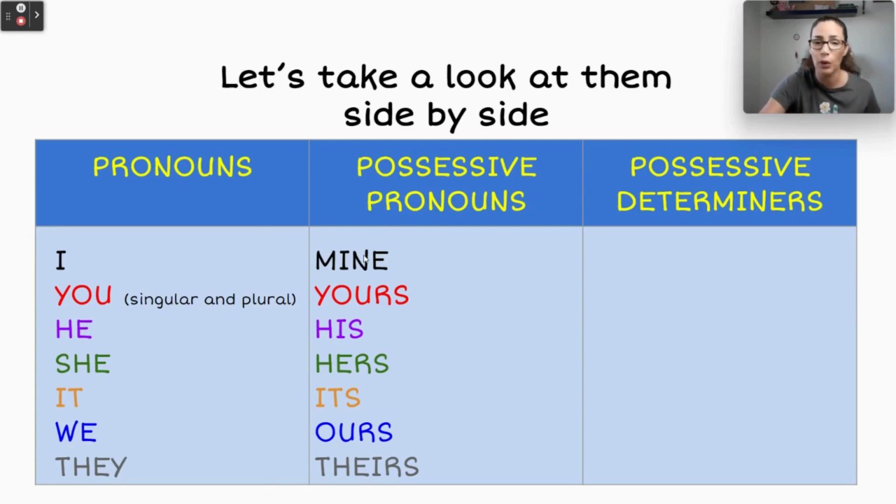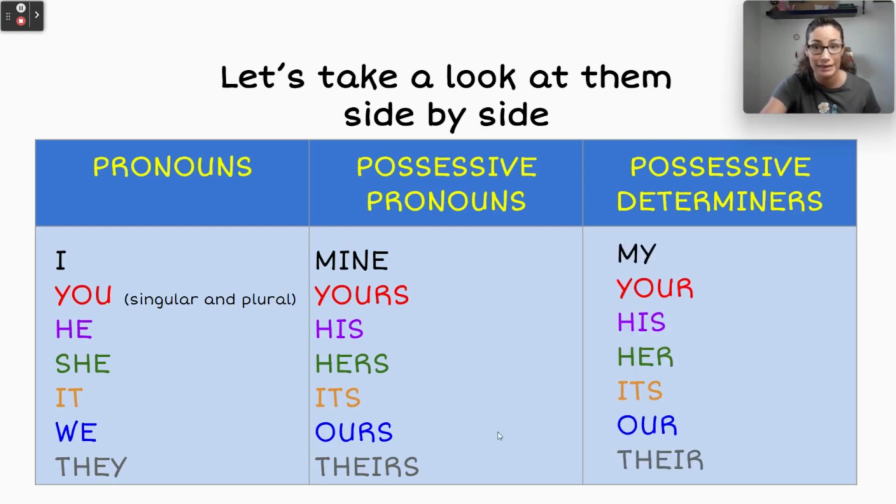For example, mine. I could say, these glasses are mine. I'm saying that these belong to me. That's when I would use mine. Mine would come after. These glasses are mine. Now let's look at possessive determiners so we can see the difference.